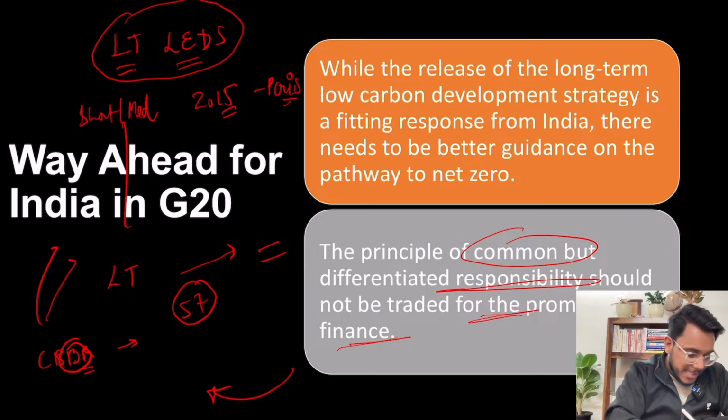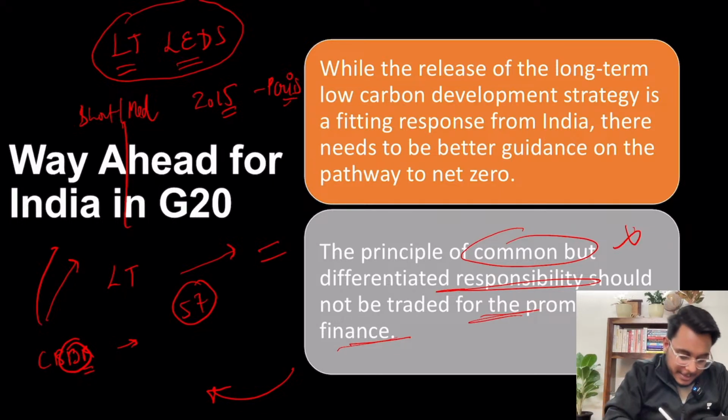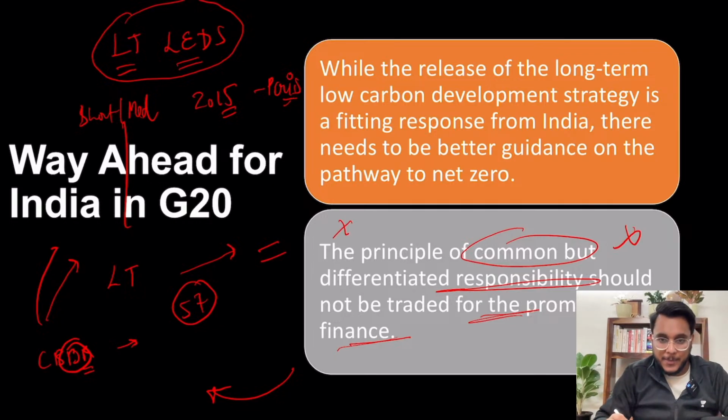Now what is happening? The developed countries are saying to the developing countries, in a way, let's abandon this CBDR principle, you also do what we are doing. They are in a way asking that both developed and developing countries should have the same responsibilities. This principle cannot be traded.